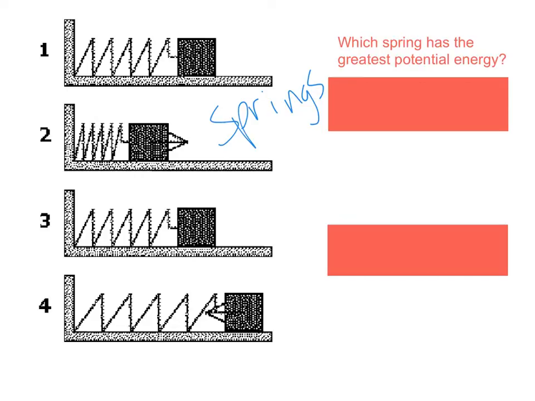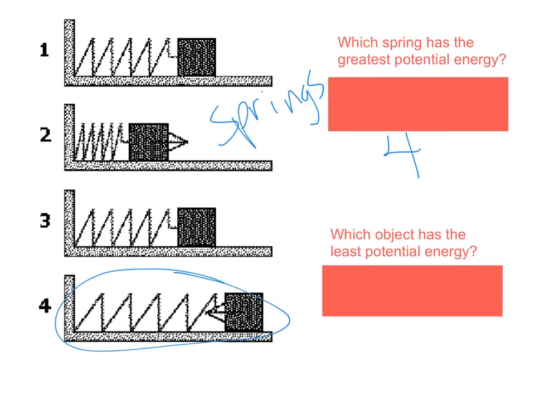Alright, so hopefully by now you have an answer to this question. Which spring has the greatest potential energy? We have to remember, the higher an object goes, the more it's compressed, which means squeezed, or the more it's stretched, the more potential energy it has. So what we're pretty much asking here is which spring is stretched the most? And the answer would be spring 4. Right here, it is stretched out the most, so it has the greatest amount of potential energy.